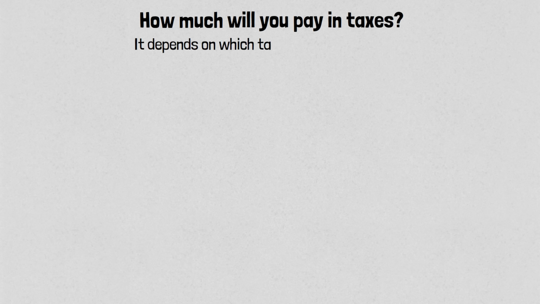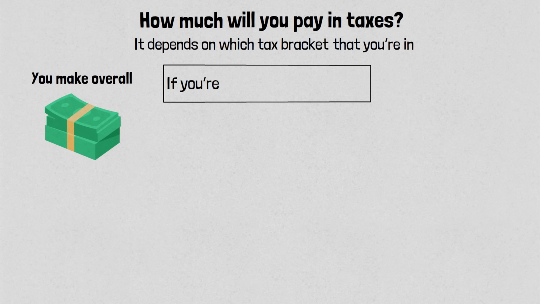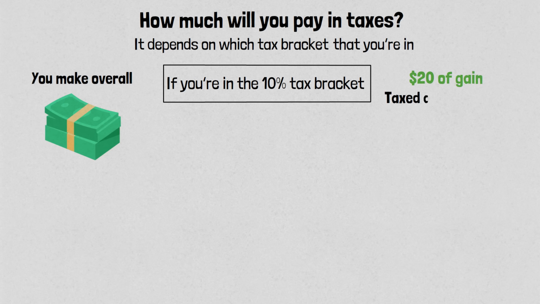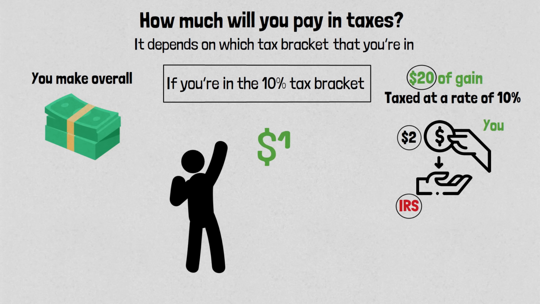So how much will you pay in taxes? That's going to depend on which tax bracket you're in, and that depends on how much money you make overall. If you're in the 10% tax bracket, then your $20 of gain will be taxed at a rate of 10%, which means that you will owe the IRS $2. You made a gain of $20. You need to pay $2 of taxes to the IRS, so you came out ahead by $18.